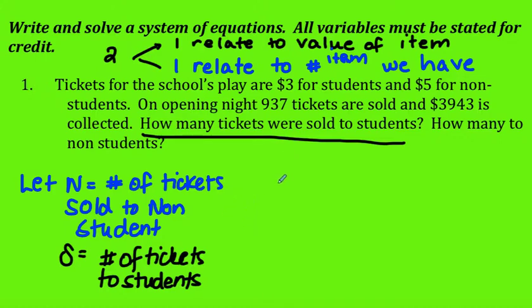So then I'm going to write my two equations. My first one, I'm going to relate to the number of items I have. So n plus s equals 937. Noticing that's the total number of items I have, I don't put anything with the n and the s.